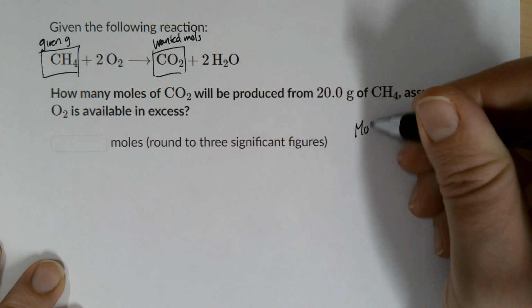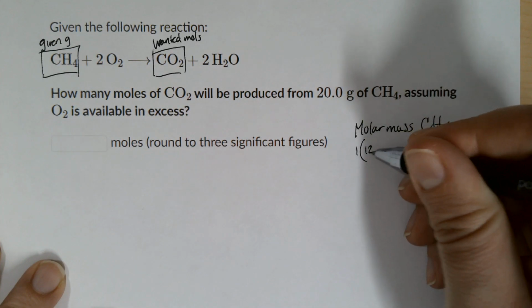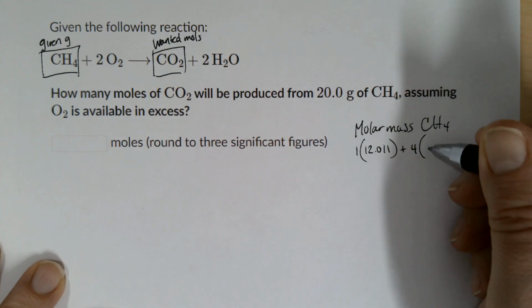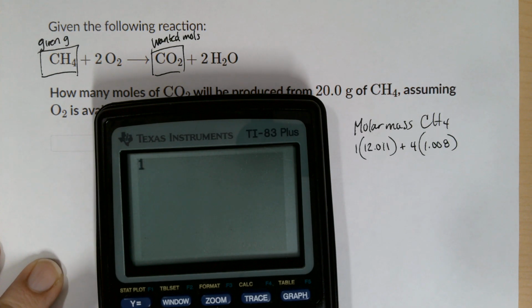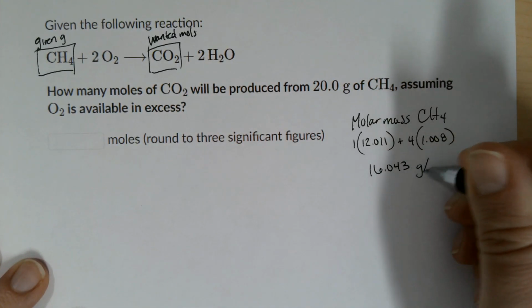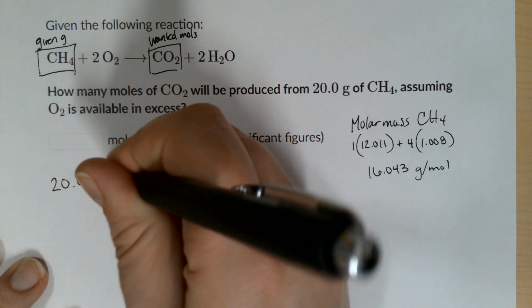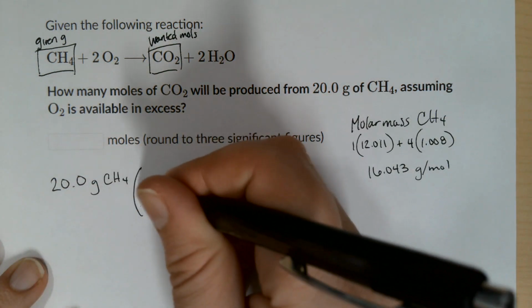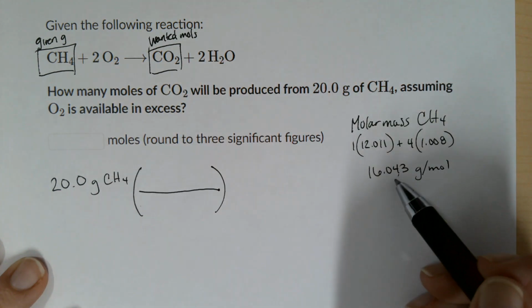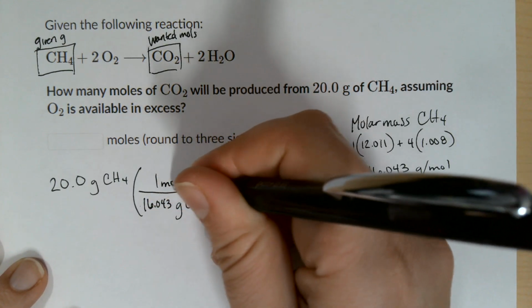First we need the molar mass of CH4. That's 1 carbon plus 4 hydrogens, 16.043, and that's grams per mole. Let's set this up. 20 grams of CH4. Let's convert that to moles of CH4. So we're going to cancel out the grams. 16.043 grams of CH4 for every 1 mole of CH4.